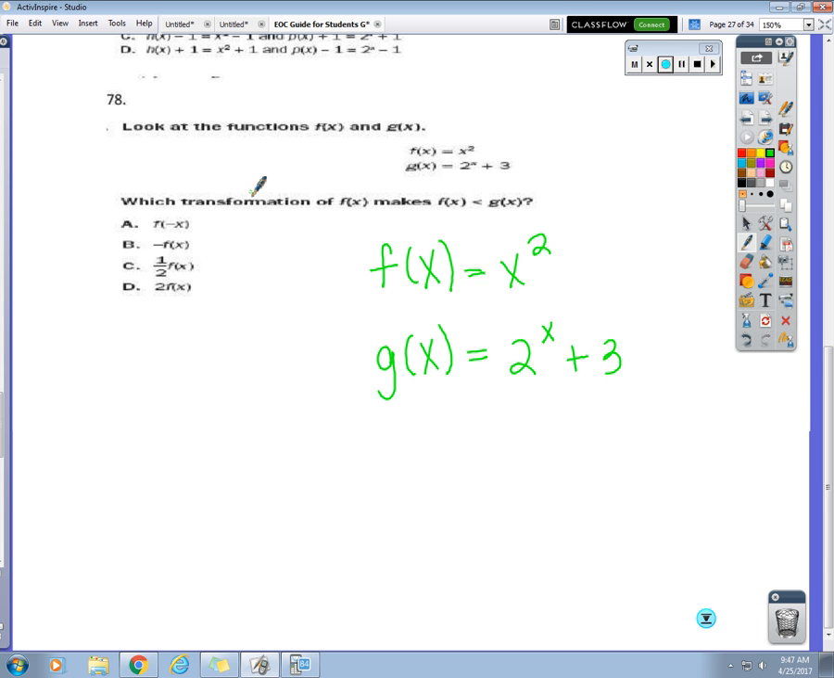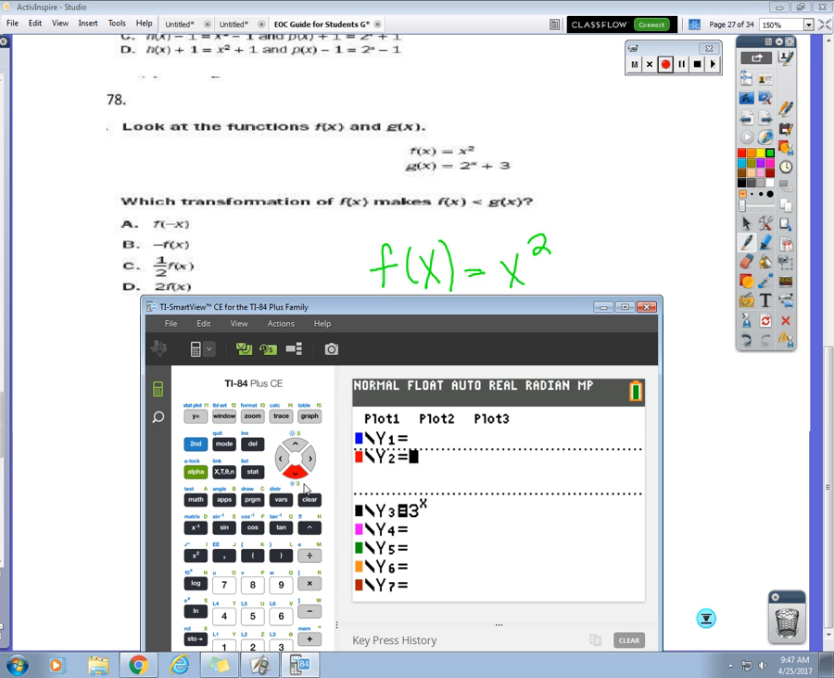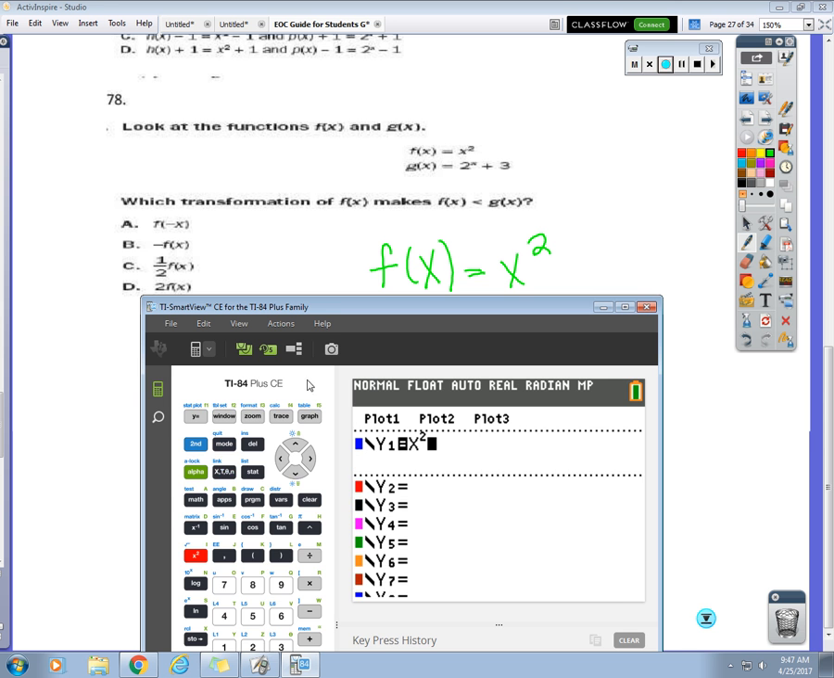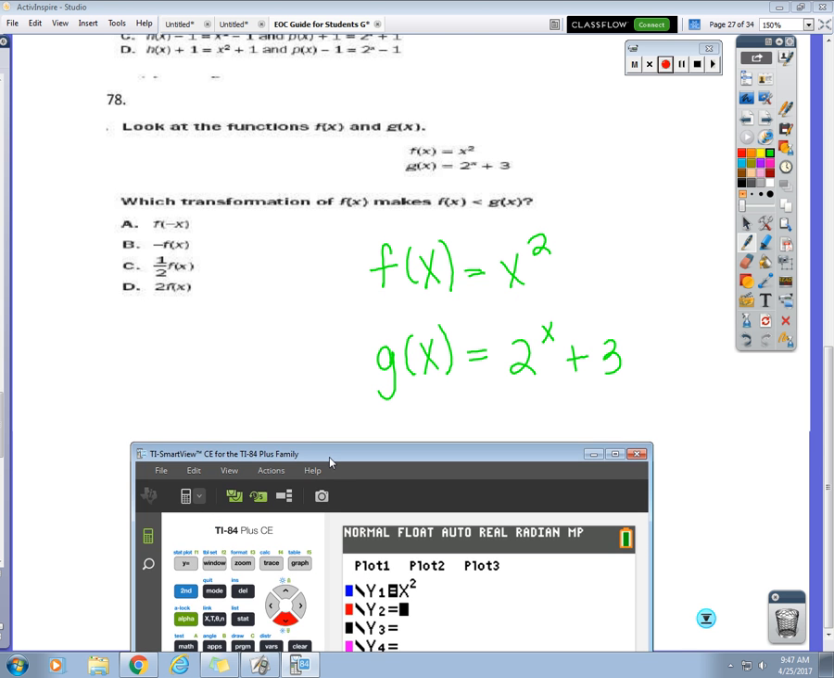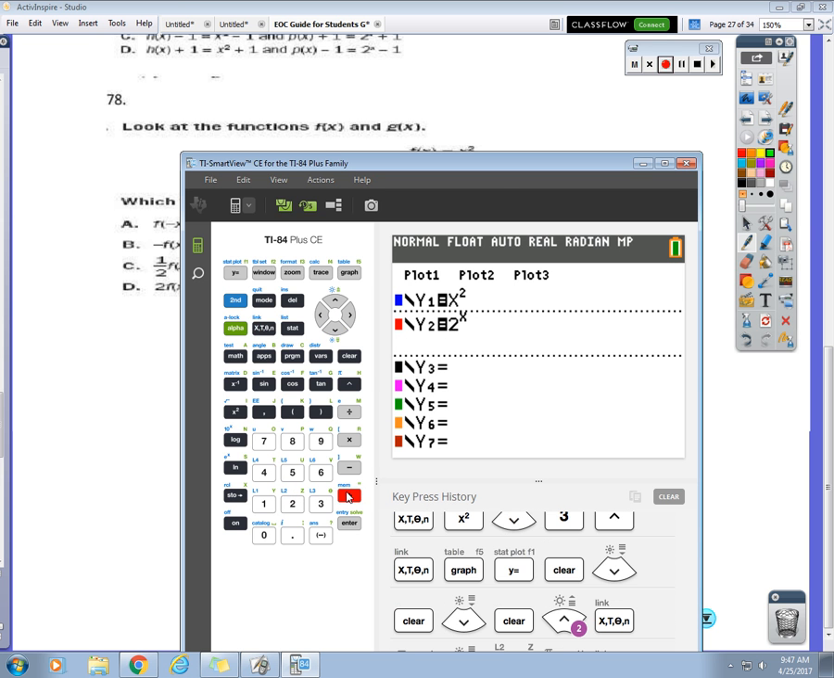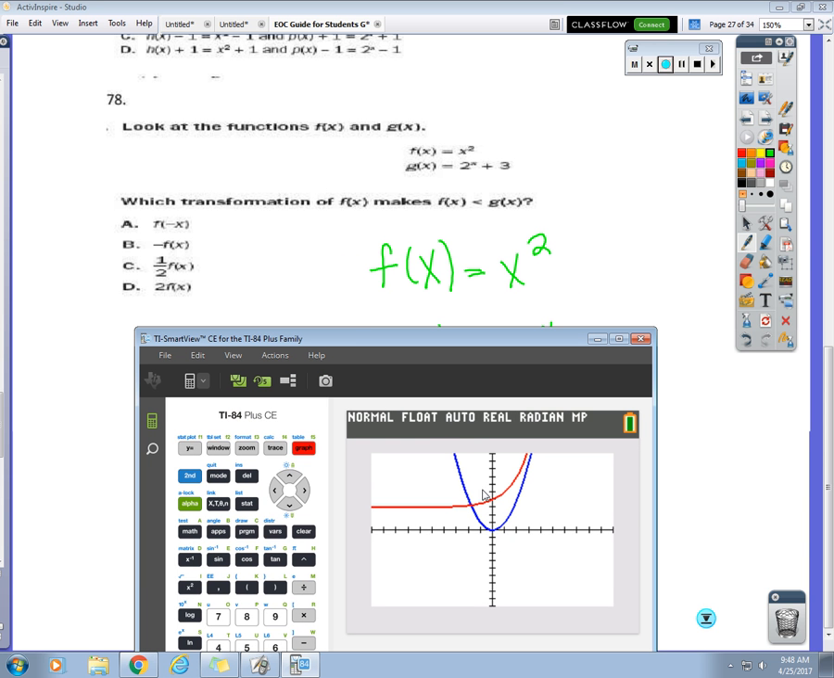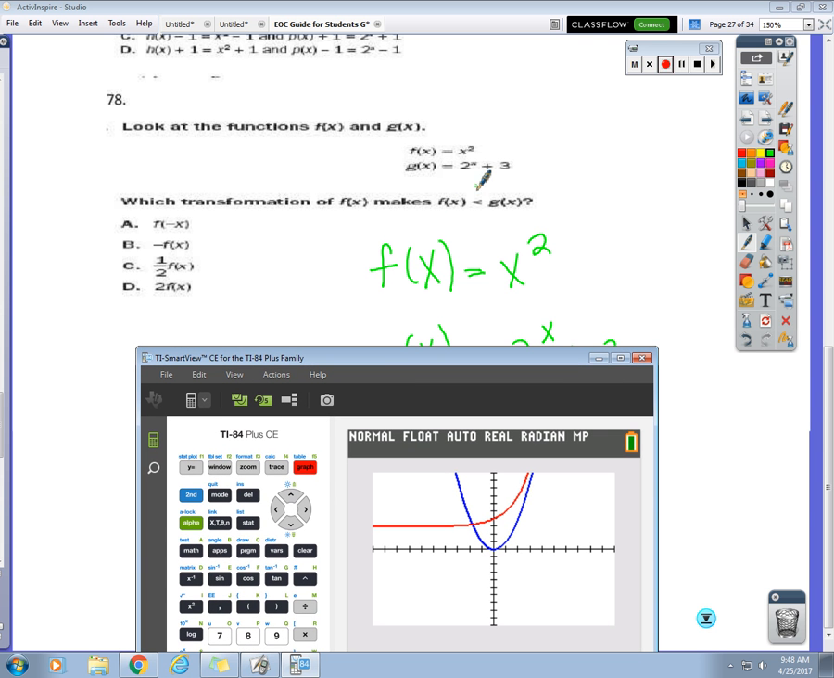Now, they want to know which transformation of f of x makes f of x less than g of x. So what I would do is I would graph them both first. So f of x equals x squared is my first one. And then my second one is 2 to the x power plus 3. And remember, f of x is the parabola, so on mine it's the blue. They want to know what will make f of x less than g of x. So what can we do to the parabola so that every point on it is less than the exponential curve?